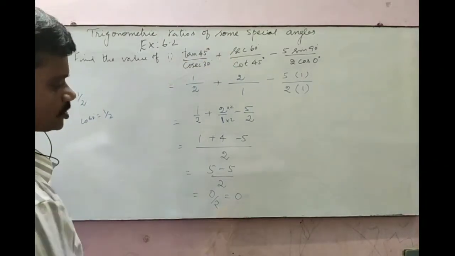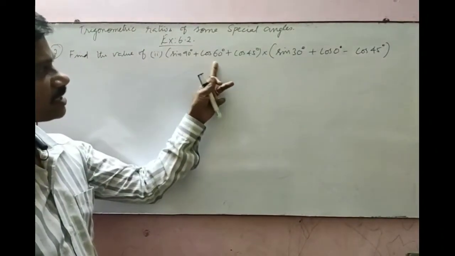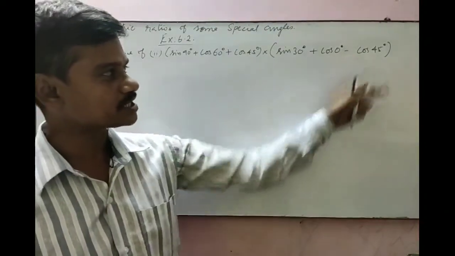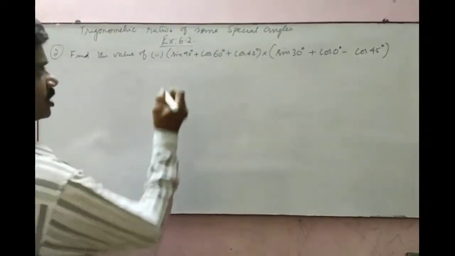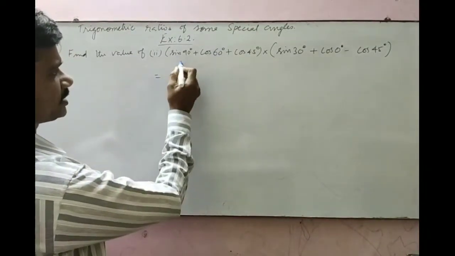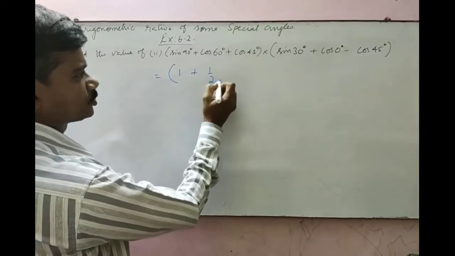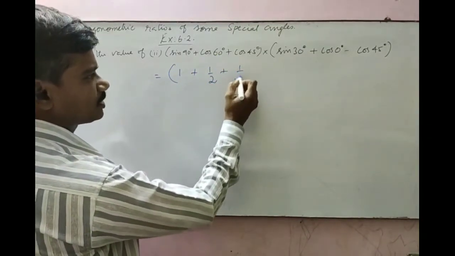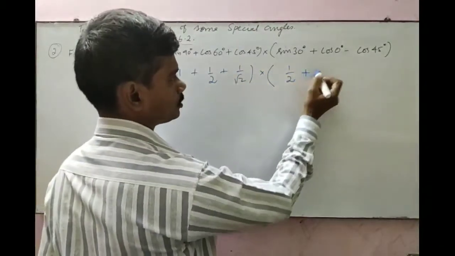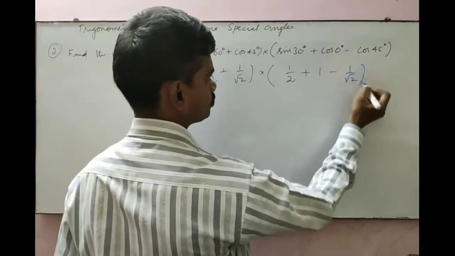Next, in the second sum, find the value of sin 90 plus cos 60 plus cos 45 into sin 30 plus cos 0 minus cos 45. By mere substitution of the angles, you will get the value. Sin 90 is 1. What is the value of cos 60? Cos 60 is 1 by 2 plus cos 45 degree is 1 by root 2 into sin 30 degrees again 1 by 2. Cos 0 is 1 minus cos 45 is 1 by root 2.